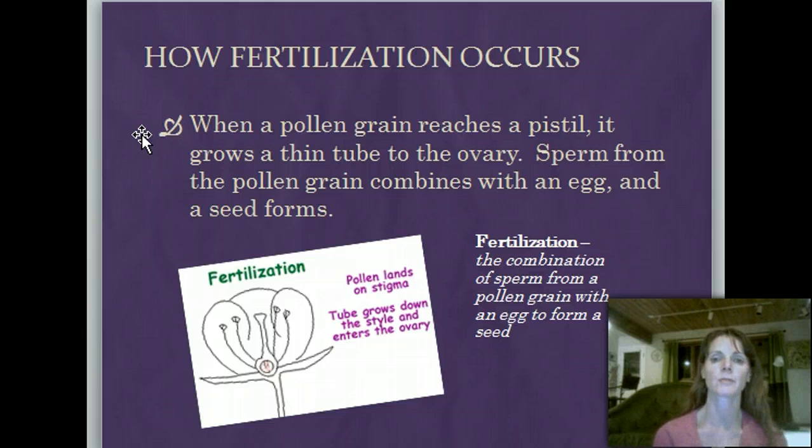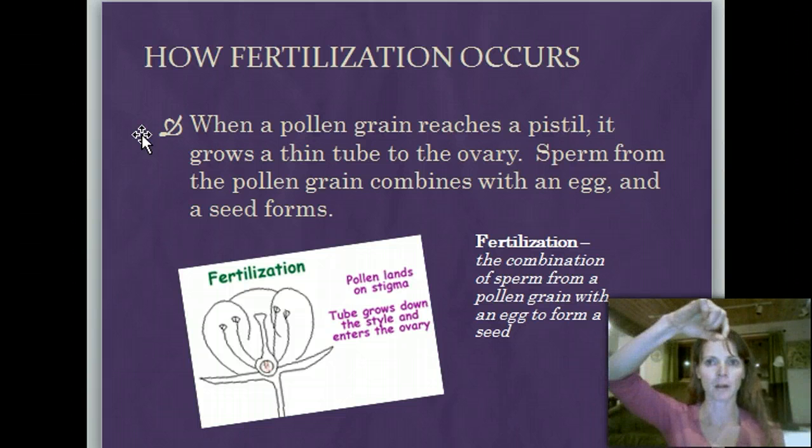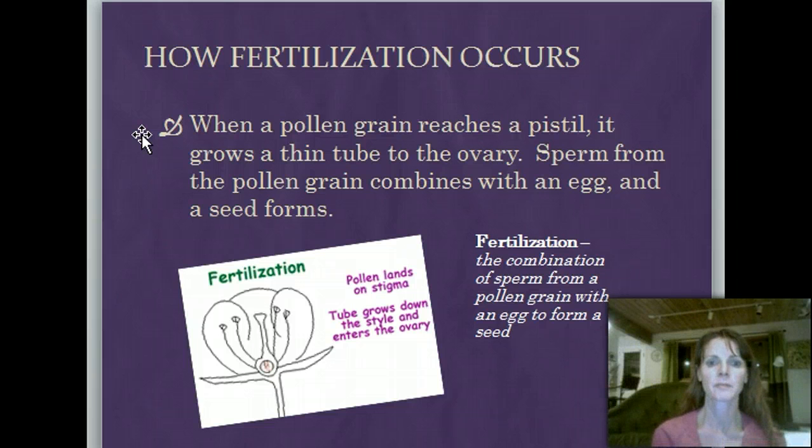So when a pollen grain reaches the pistil, it grows a thin tube down to the ovary, which is at the base. The sperm from the pollen grain combines with an egg. Believe it or not, it's not the sperm that we think of, but it is that male reproductive gamete. So that sperm from the pollen grain combines with an egg and a seed forms.